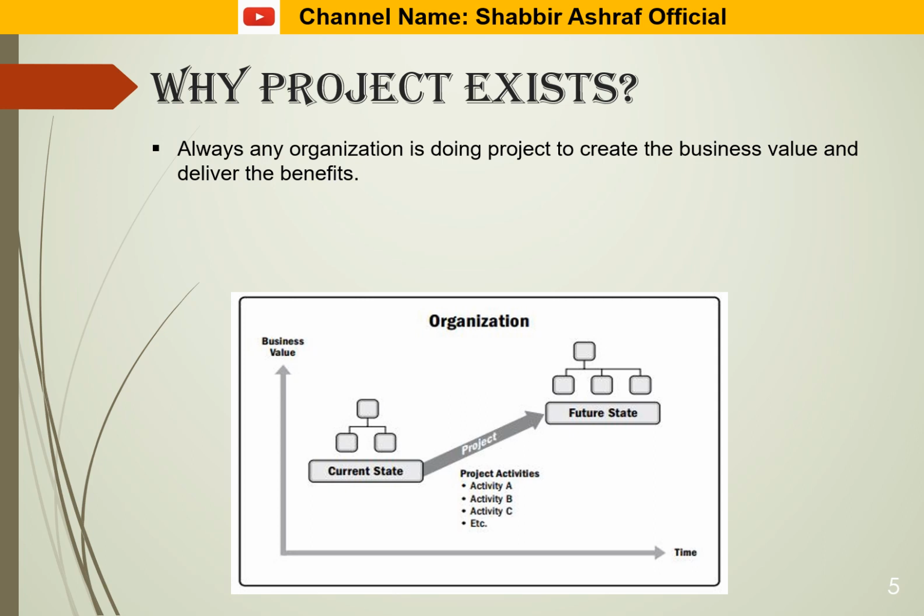As you are seeing, the diagram is taken from the PMBOK, and it shows business value and time. Suppose one organization is sitting in the current state and has in mind to do a project to reach a future state. So it will do the project, maybe an R&D project, breakthrough project, or platform project. It will get the benefit, create the wealth, and the organization will reach the future state.